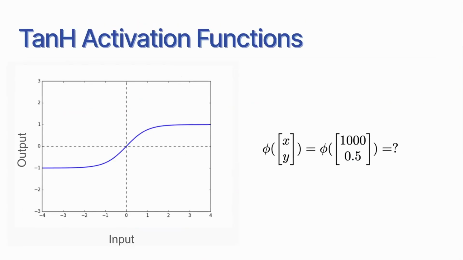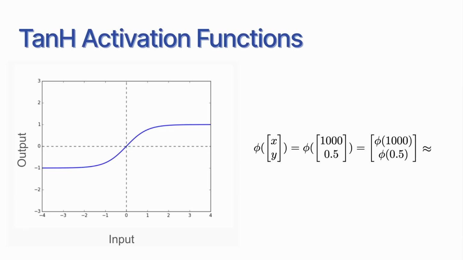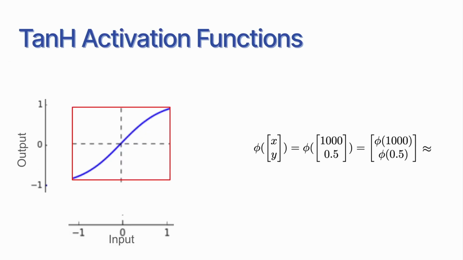So if we look at our tanh activation function, we apply it to some vector x, y. How would we apply this activation function to our vector? Again, it's element-wise. So we do tanh of 1000, tanh of 0.5. Now, approximately, what would the top value be, the tanh of 1000? Are you guys able to see this axis? Yeah, one. Okay, so the top value is 1.